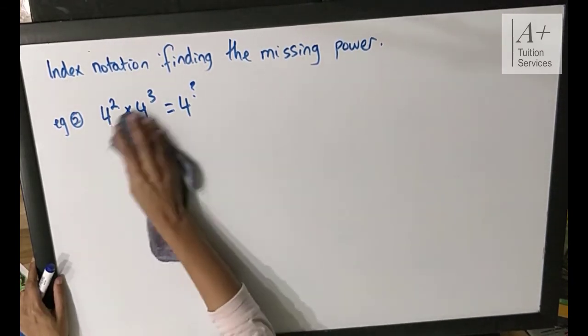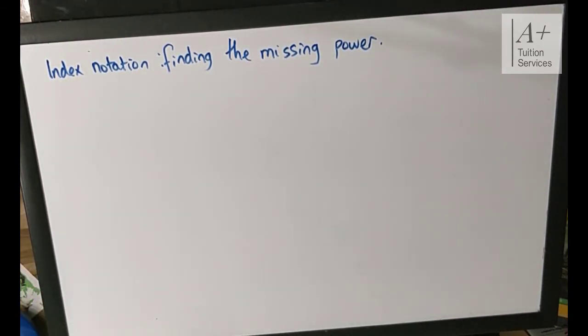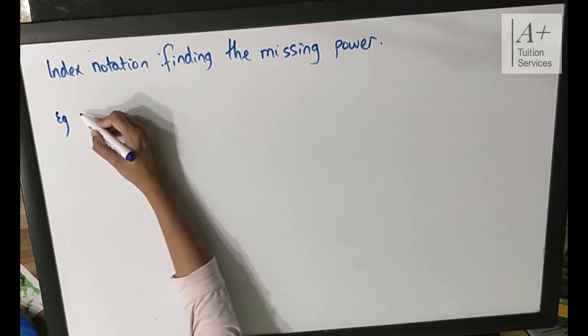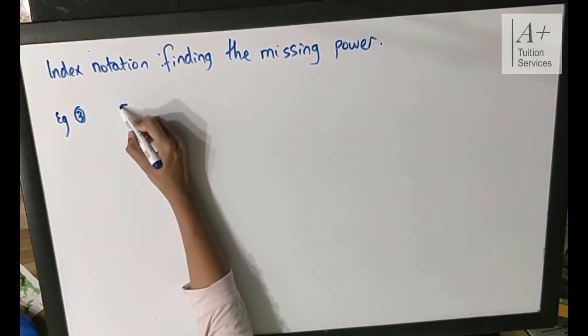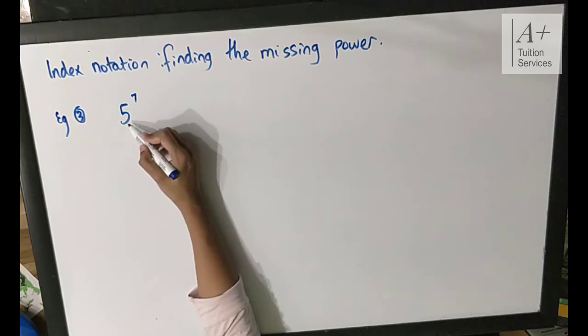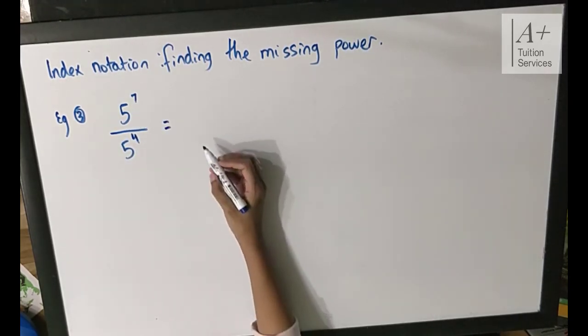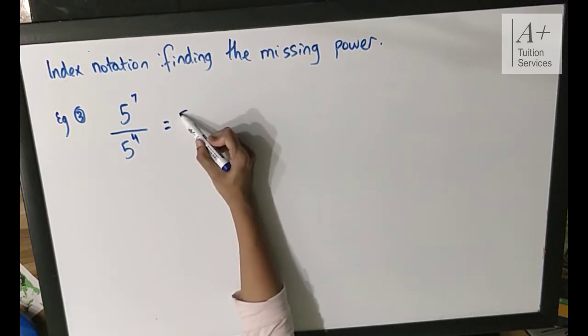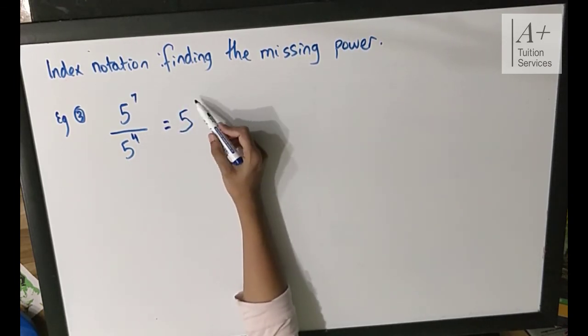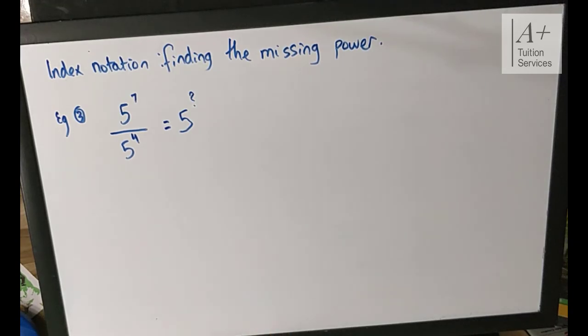So division. Example 3 is a division question. 5 to the 7th over 5 to the 4th power is equal to... both bases are the same, so we keep in our 5, right? Is equal to what? And they put a question mark there.